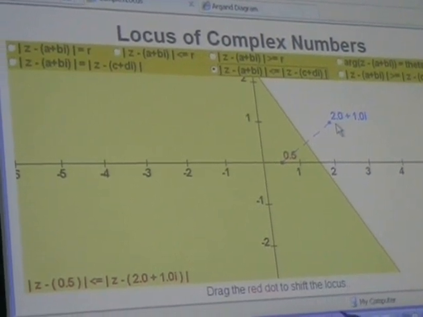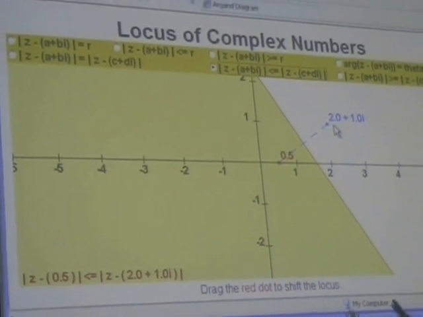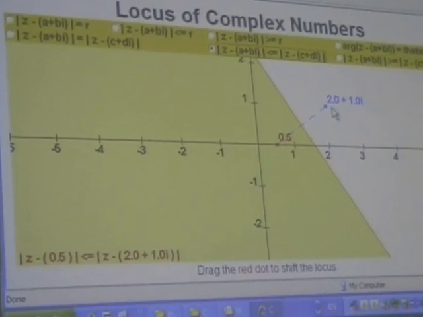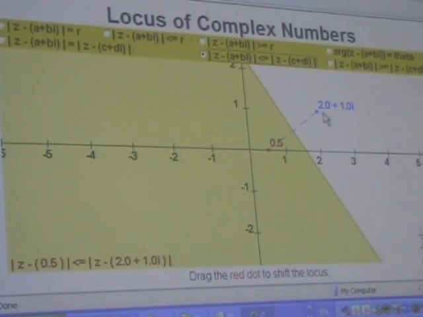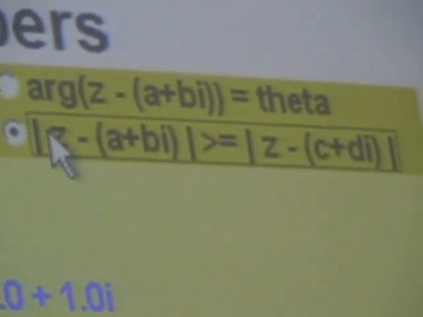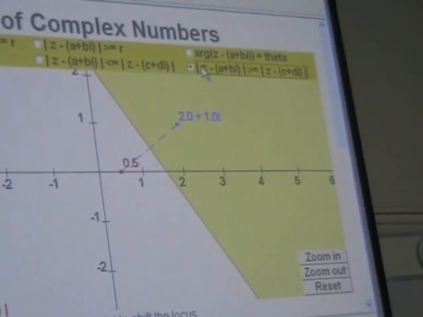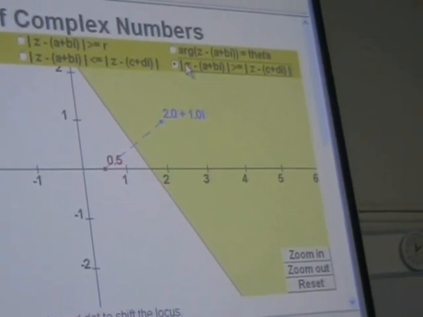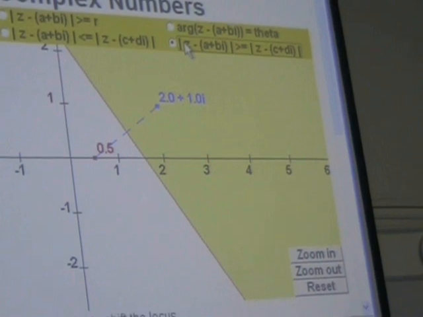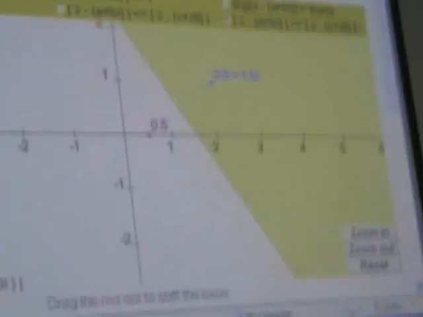Less than sign, so you shade this part of the Argand diagram. If it's a greater than sign, then you shade the other side. Let's do the last one, greater than. The distance from the point half is greater than the distance from 2 plus i. So you shade all the parts that are on the other side of the Argand diagram. Later we'll look at examples, then it will make more sense to you. Okay, that's all. Let's go back to example 2.